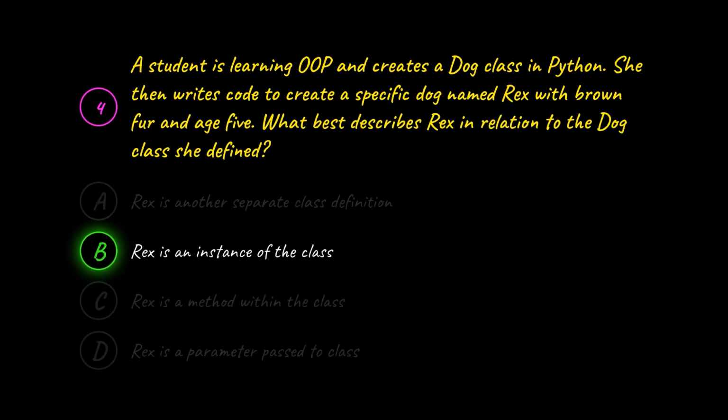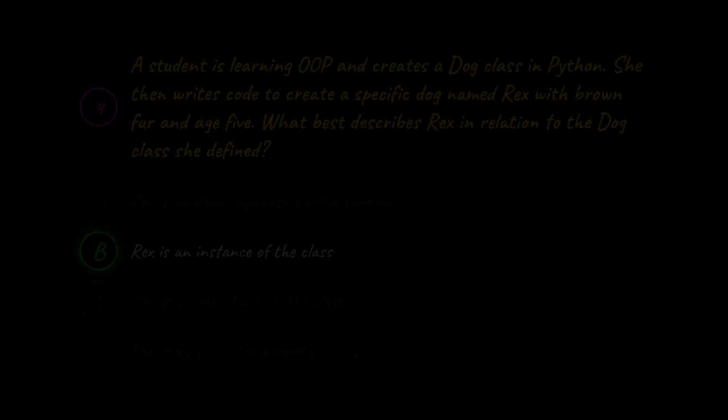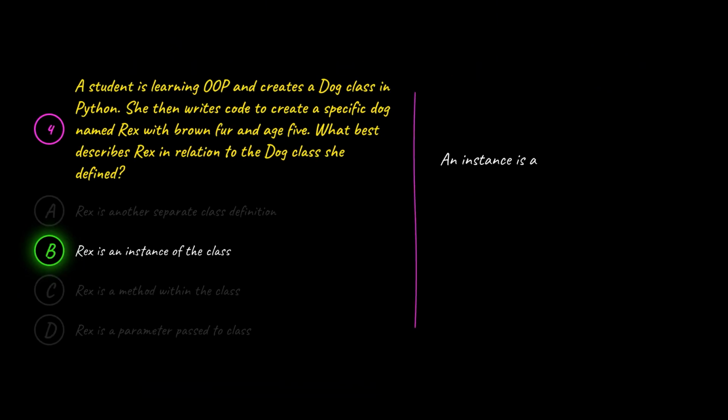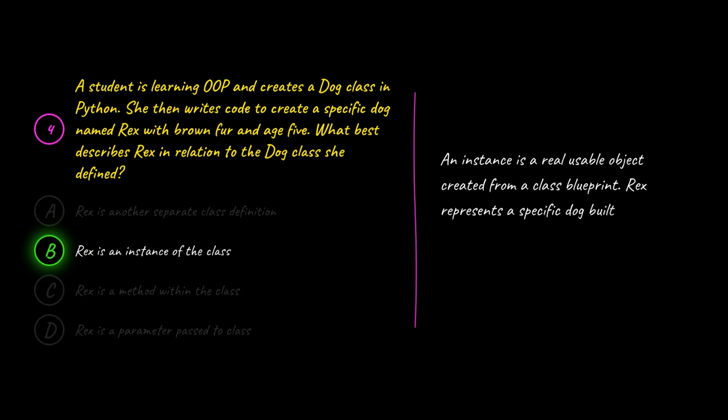The correct answer is B. Rex is an instance of the class. B is correct because an instance is a real usable object created from a class blueprint. Rex represents a specific dog built using the dog class template, making him an instance with actual values.